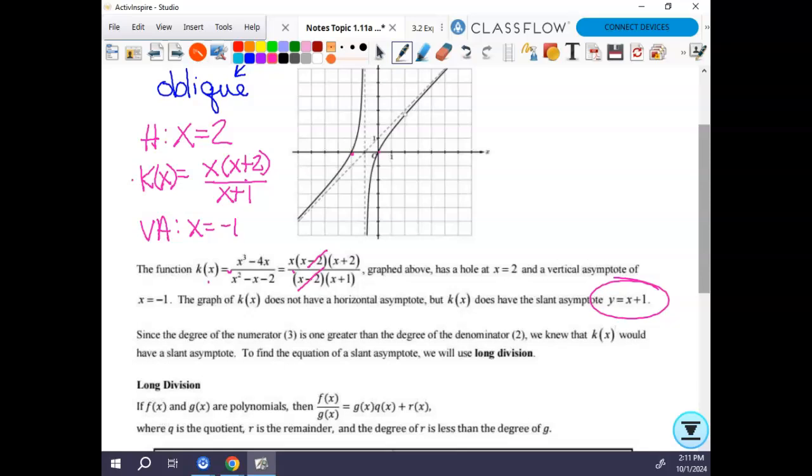If we didn't know that, we would have to, and by the way, the fact that this is x plus 1 and so is the denominator is a complete coincidence. Okay, don't think that that's where it's coming from. They mean completely different things. But I would have to actually do polynomial long division, right?